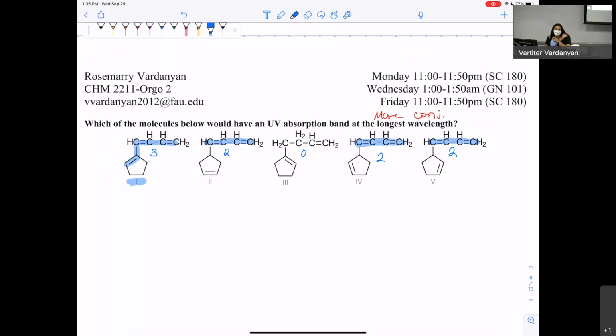Yes, so we will go over the trend one more time because I know someone else is also thinking that. So higher conjugation equals lower energy equals longer wavelength, low frequency. I'll do arrows for everyone.